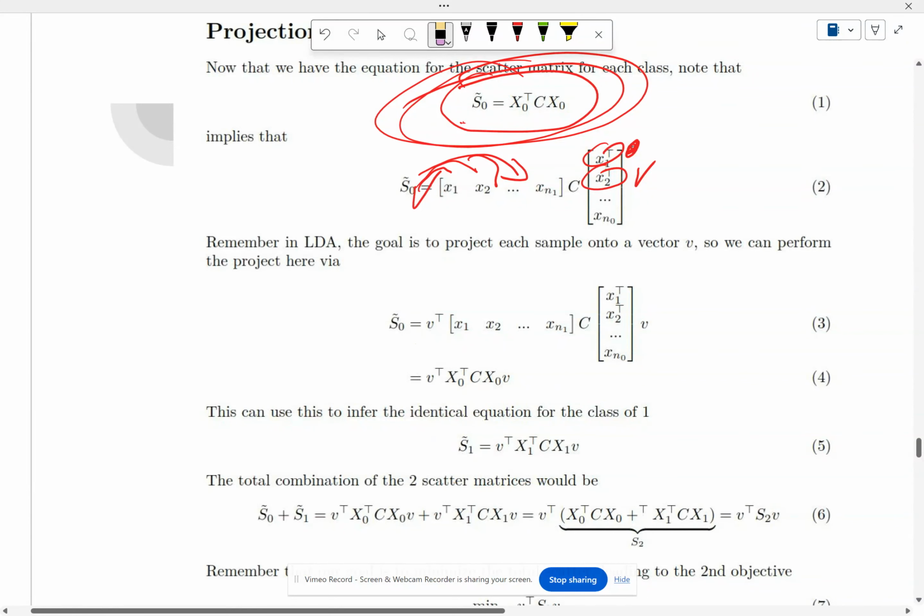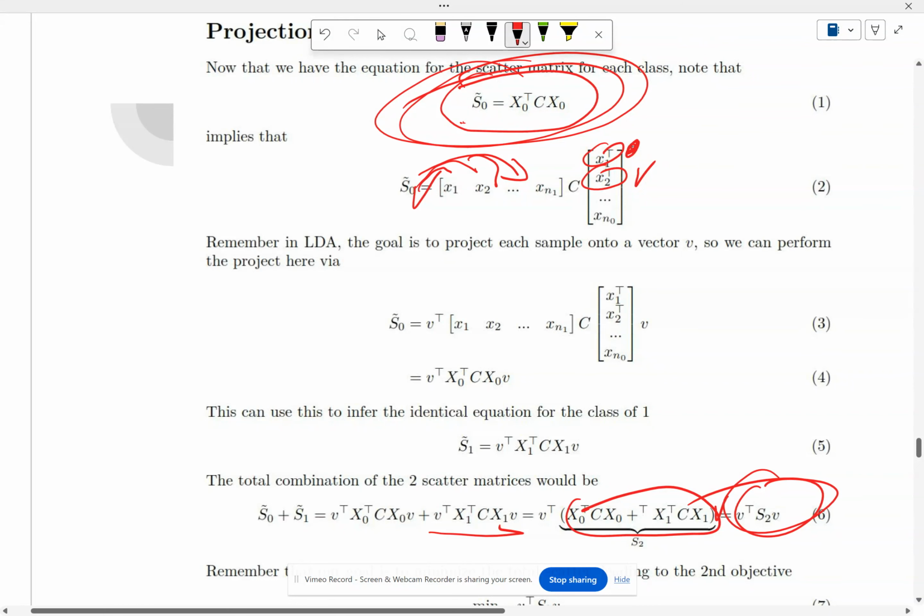And now we have the equation for the total scatter after projection, which is the scatter of class 0, scatter of class 1. We can pull the V's out. All the V's can be pulled out. This is missing a V here. V should be here. And I'm going to call this S2. Once we have S2, voila. So we now have an equation to minimize.